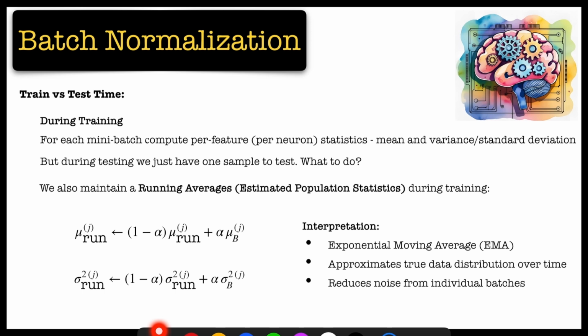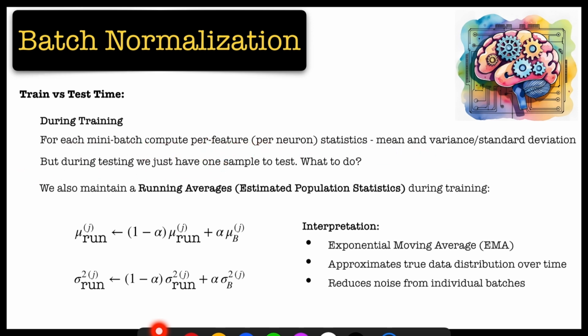Now the last thing is how it works in train time and test time. At train time we are sure we have a mini batch. So for every mini batch we are computing this mean and variance, and that's how we are calculating. For any mini batch we are computing mean and variance, fine.